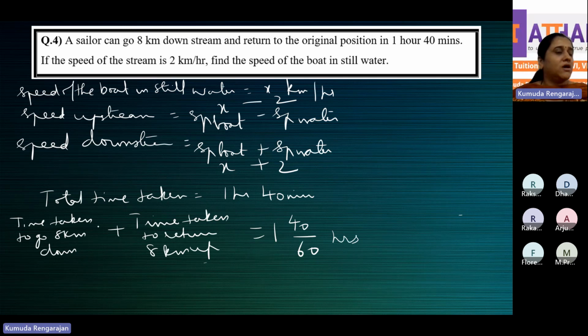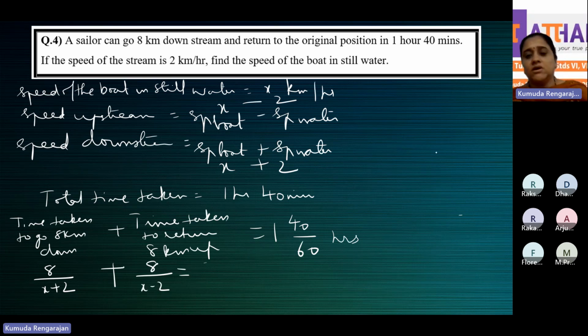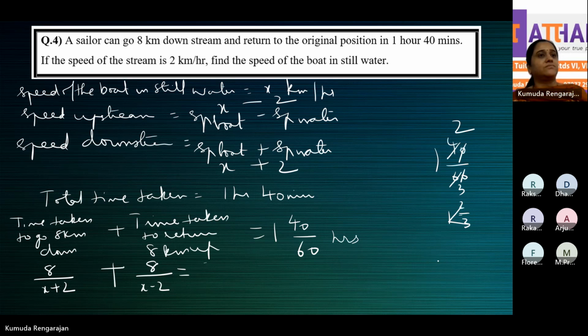Now how will you find time? Distance by speed. What is the distance? 8 kilometers. What's the speed downstream? x plus 2, plus time, distance by speed: distance 8 by speed upstream x minus 2, is equal to, how do you simplify this? 40 by 60, the 0 and 0 get cancelled. 4 by 6, that is 2 by 3. So it's 1 2 by 3, or it will be 5 by 3, is equal to 5 by 3.